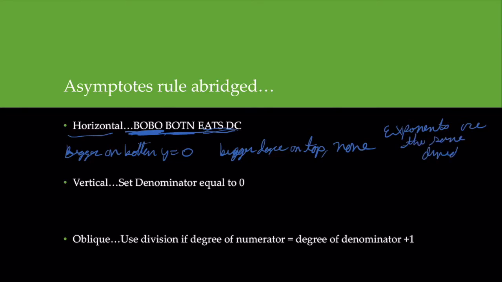EATS DC is if the exponents are the same, divide constants. I don't know how helpful this is. Thank you, Debbie, for suggesting it. But you'll have to let me know, students, what you think.